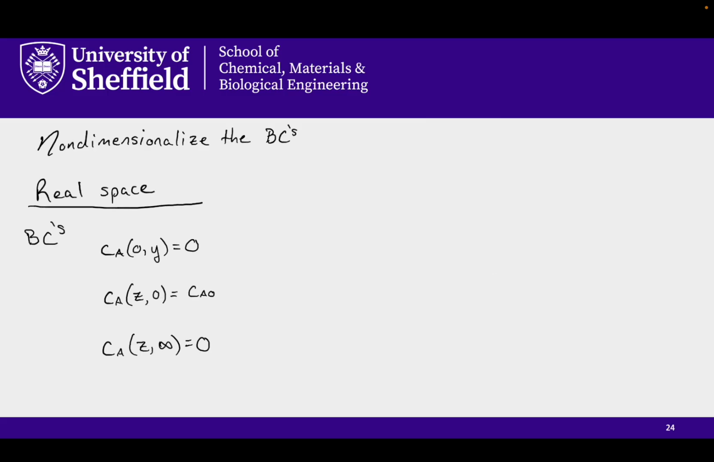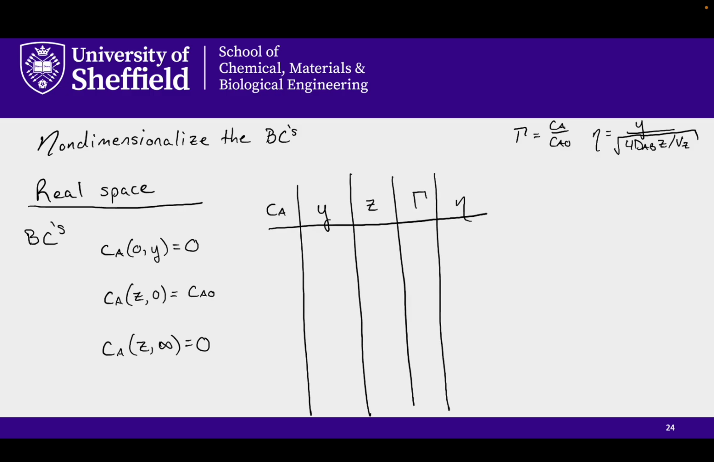Next, we need to non-dimensionalize the boundary conditions. So in real space, here's our boundary conditions, and it helps us if we rewrite the non-dimensional parameters that we've defined in the corner there. And now we can make ourselves a little table. And for the first boundary condition, at a z position of 0 and any value of y, we have that eta is infinity because anything over a denominator of 0 goes to infinity. And at the same time, gamma is 0 because the concentration of A is 0. So our first boundary condition, non-dimensional form, is that gamma of infinity equals 0.